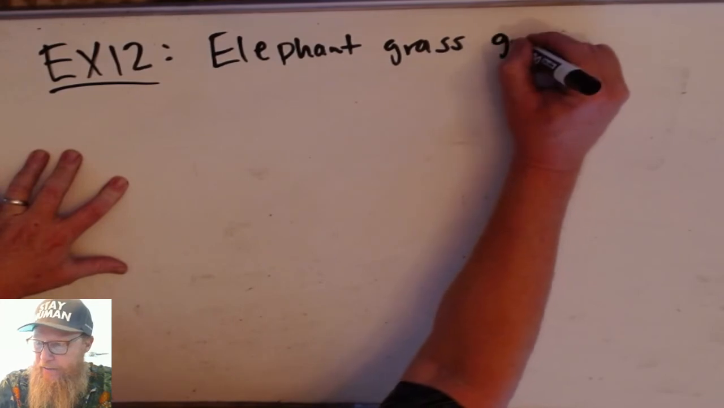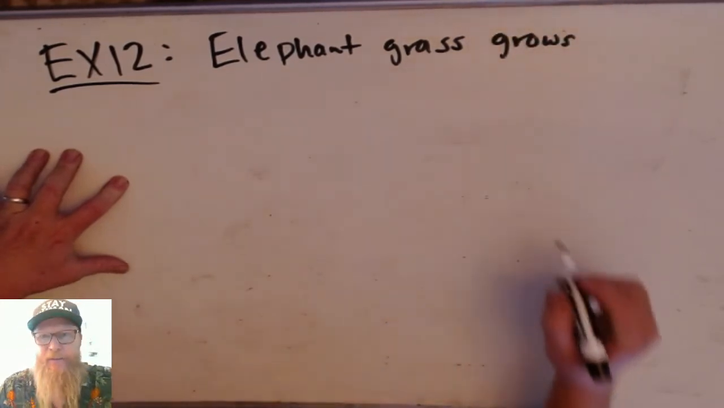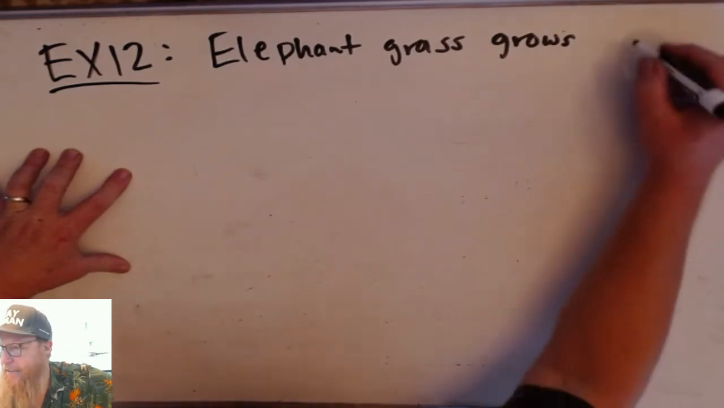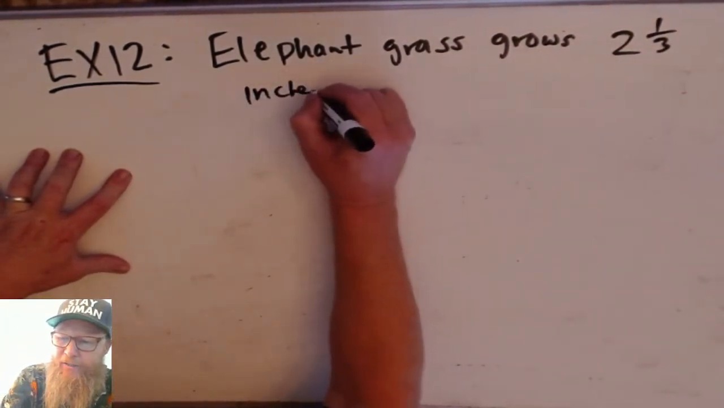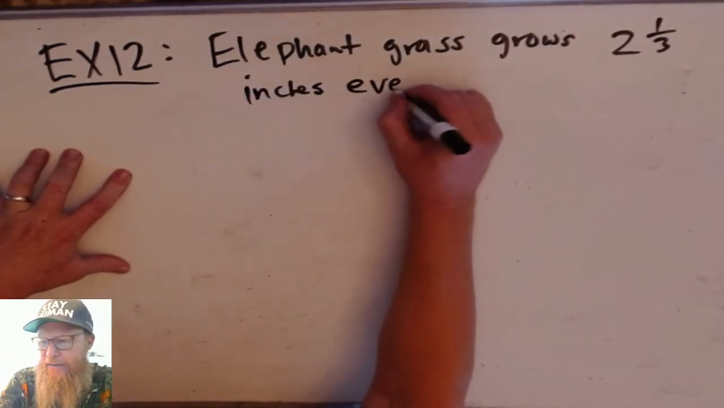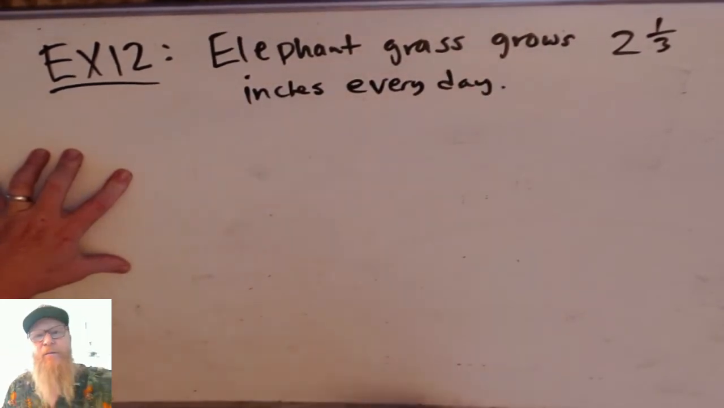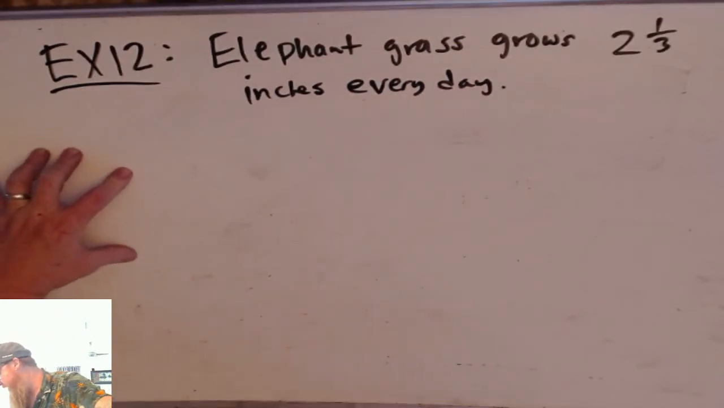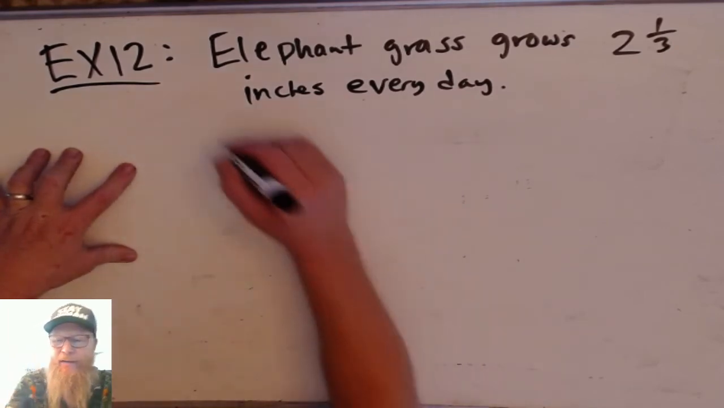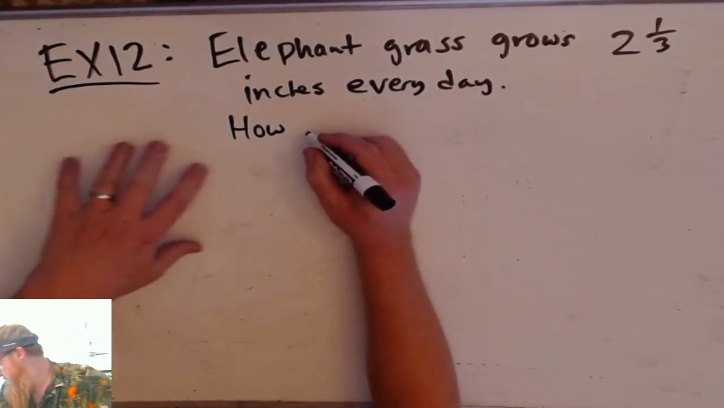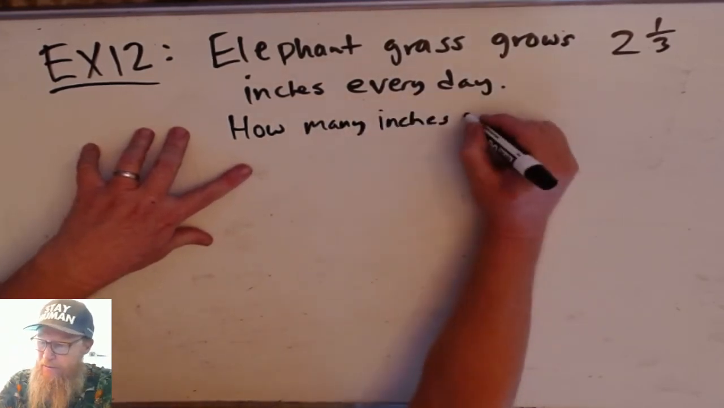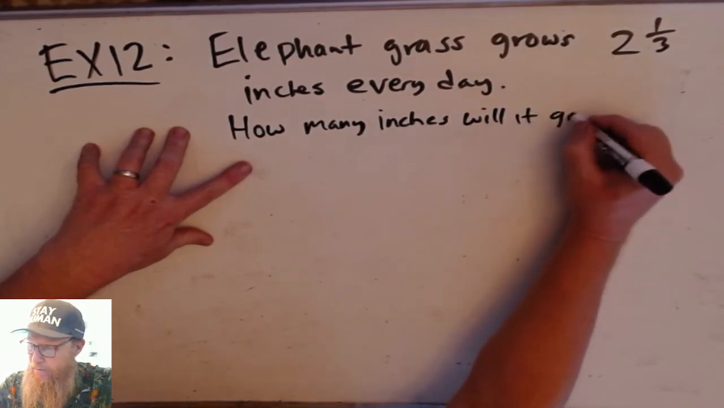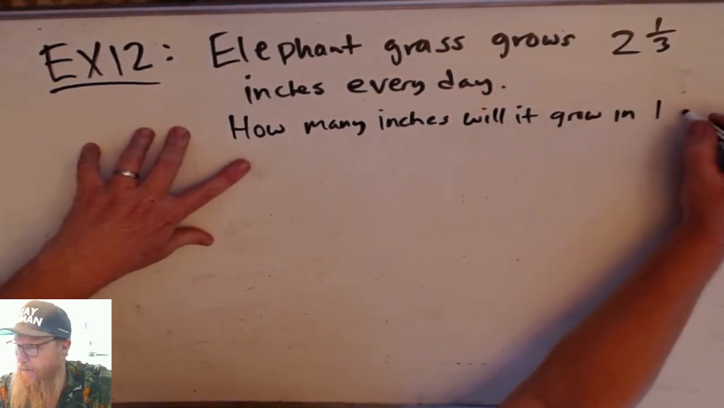Elephant grass. It grows very, very fast. It grows 2 1/3 inches each day. Or per day, or each day, or a day. Yeah. How many inches will it grow in 1 week?